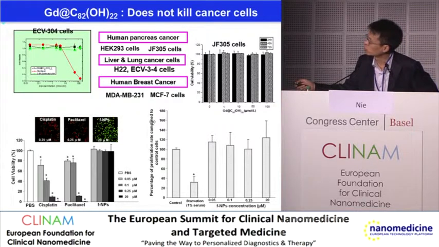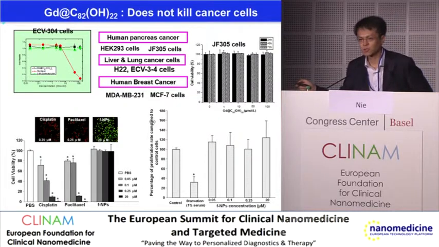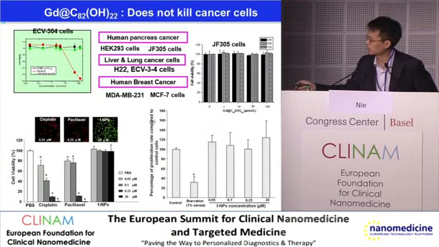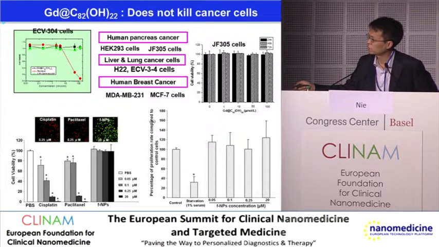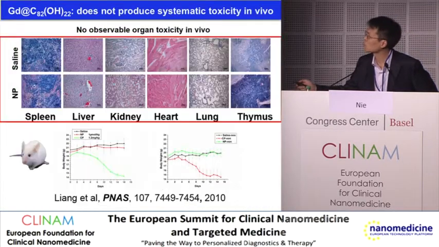So we took different tumor cell lines, for example, pancreatic cell lines, lung and liver cell lines, and also breast cancer cell lines. Whatever concentration we used, we didn't see any effect on cell viability. Compared to commonly used chemotherapy drugs, which show dose-dependent inhibition, in our case, whatever the concentration is, we never see dramatic effects on cell viability.